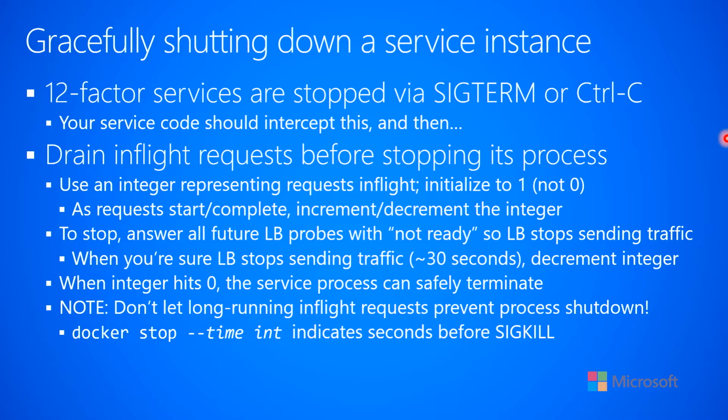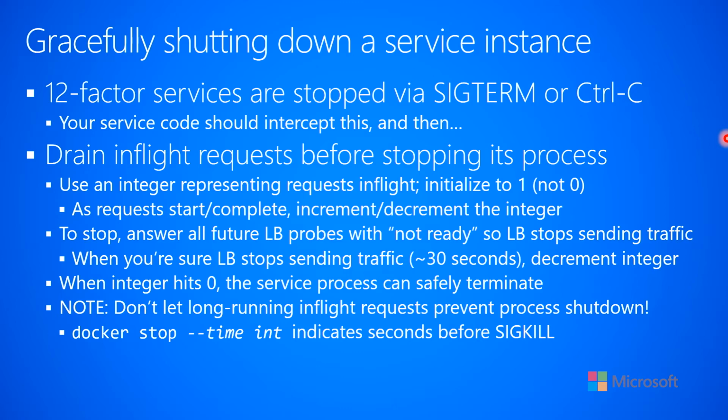Then as requests come into your service, I increment the integer. And then as requests leave the service or they complete, I go and decrement the integer. By the way, this incrementing and decrementing has to be done in a thread-safe, atomic way, so I use interlocked increment and interlocked decrement operations when I'm writing this code. So now as more requests come in, the integer goes up. As requests leave, the integer goes down. But it will never get below 1 because you initialized it to 1.